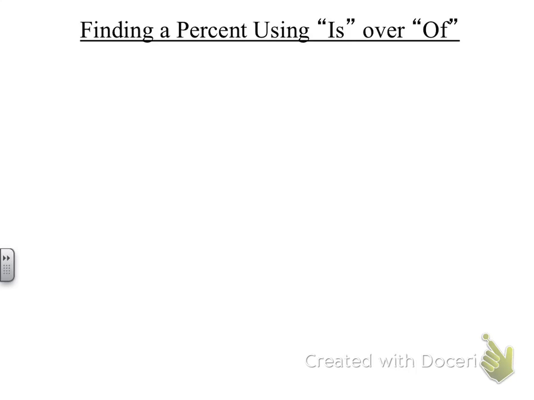Okay, so they're going to give you word problems. There are 2 different methods. I'm going to teach you both. Today we're going to do proportions. Tomorrow you're going to do word problems. In the future, after the test, you get to choose whichever method you like better.